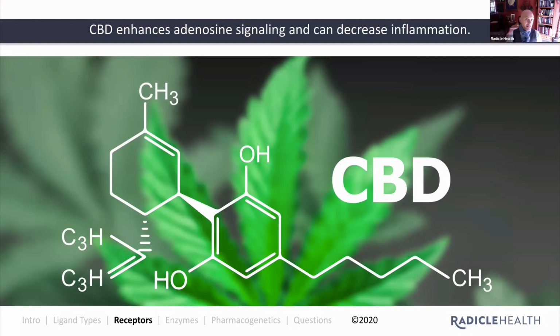CBD, again, doesn't really bind to CB1 or CB2. By facilitating adenosine signaling, we have a non-cannabinoid receptor mechanism through which CBD produces anti-inflammatory effects.